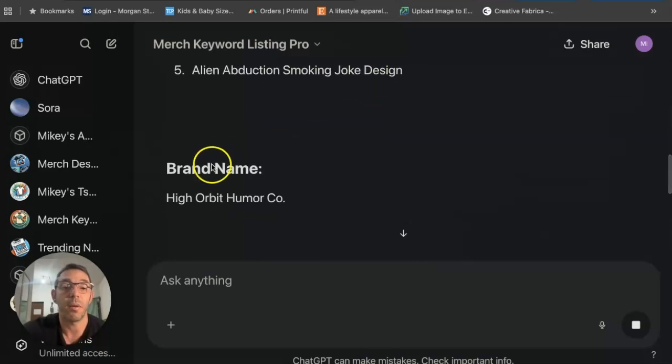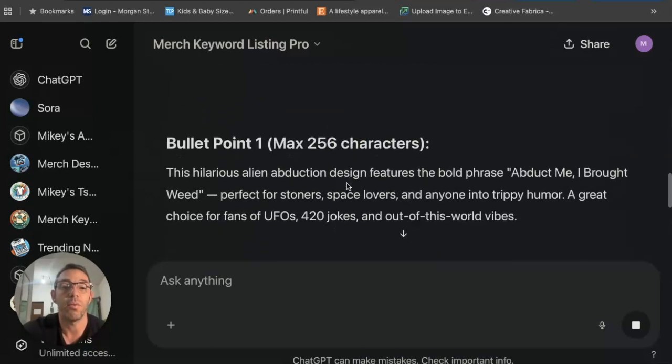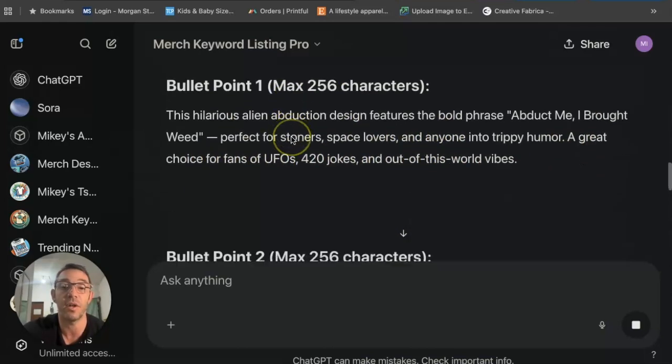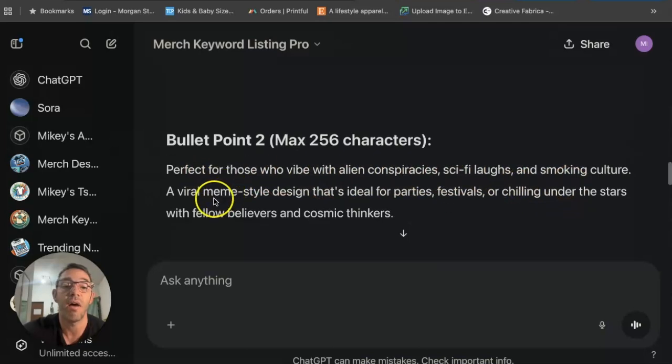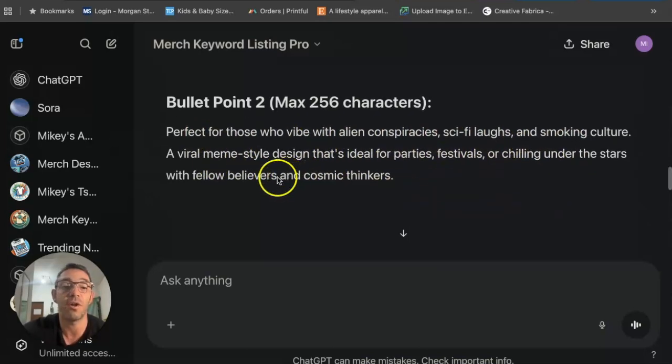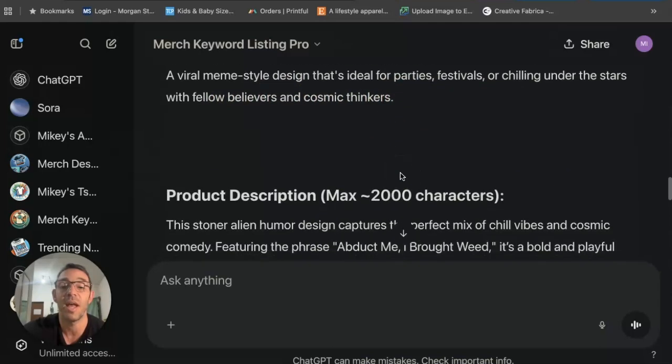But then here we're going to get a brand name. And then here's bullet 1. This hilarious alien abduction design features the bold phrase "abduct me, I brought weed," perfect for stoner, space lovers, and anyone into trippy humor. A great choice for fans of UFO, 420 jokes, and out of this world vibes. You can see it's got a lot of SEO just in that first bullet point. Then it keeps going to the second bullet point. Perfect for those who vibe with alien conspiracies, sci-fi laughs, and smoking culture. A viral meme style design that's ideal for parties, festivals, or chilling under the stars with fellow believers and cosmic thinkers.